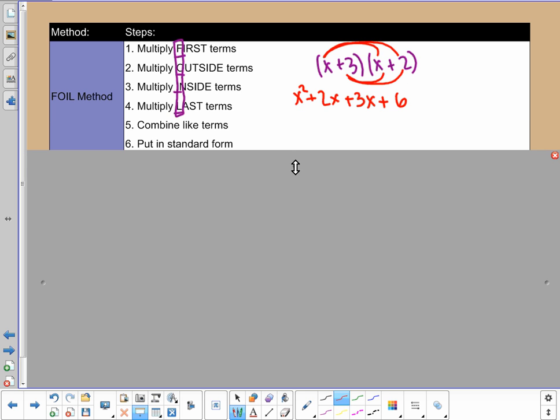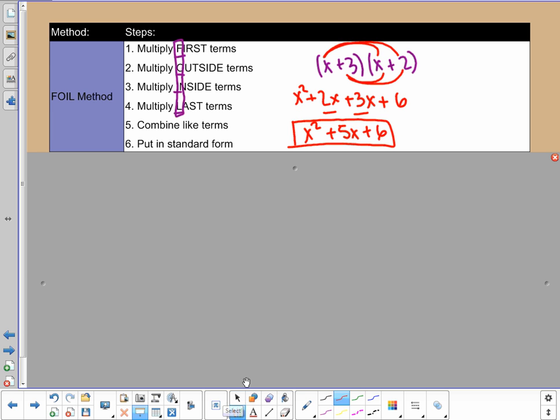Then the last thing we need to think about is putting our like terms together. I have 2x and 3x that can go together. They're the same variable raised to the same power. So I'd have x squared plus 5x plus 6. It's in standard form. I have no more like terms, and I'm done.